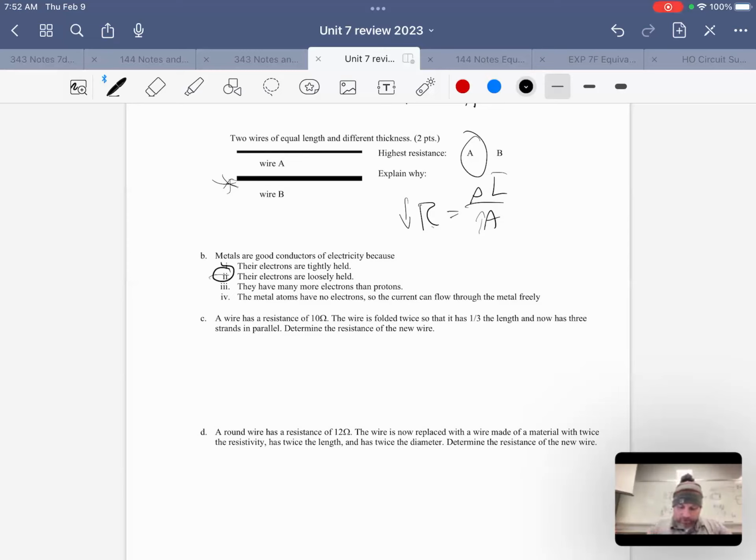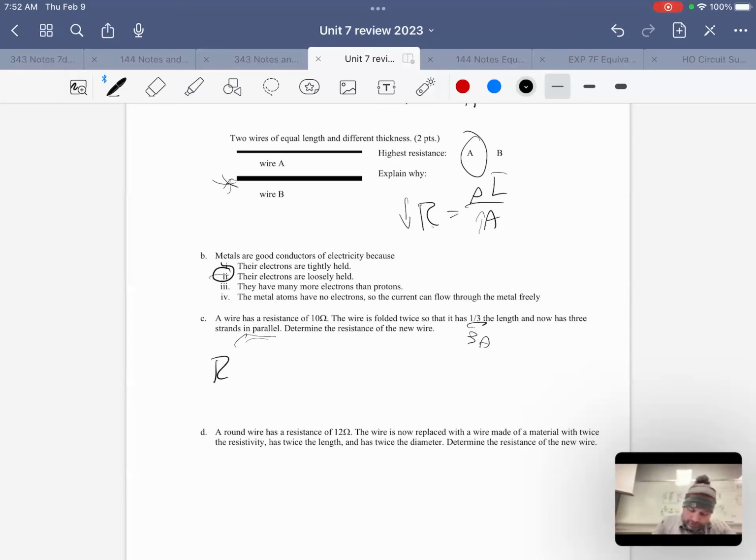Right? A wire has a resistance of 10 ohms. You then fold it twice so that it's 1/3 the length, but that's also going to triple the area, with 3 strands in parallel. So that's tripling the area right there. Parallel is going to triple the area. So what does that do to the resistance?